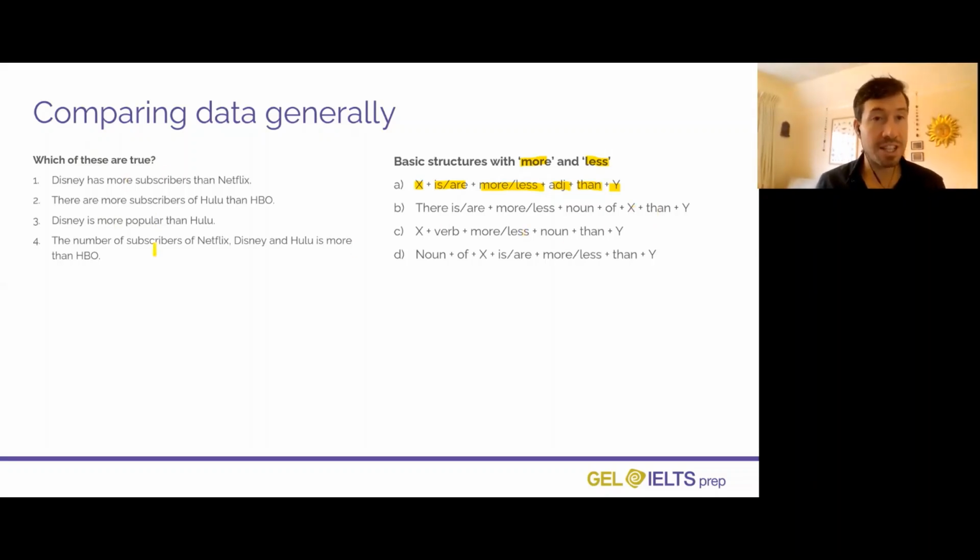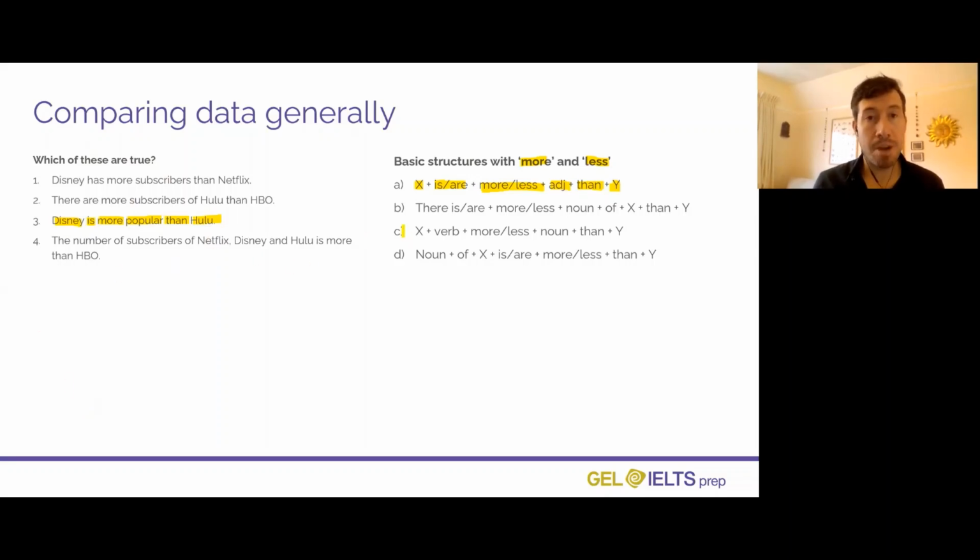And one of these 3 sentences matches that. And we're looking for one with an adjective. So it's actually this one here. So we can see Disney is X, we've got is here. More, as we said, we've got more here. Then we've got the adjective popular, then we've got than here, and then we've got Hulu, which is the Y. Okay, so this is one structure that you can use for comparing things when you're using an adjective. So the adjective could be bigger, smaller, popular, famous, something like that.